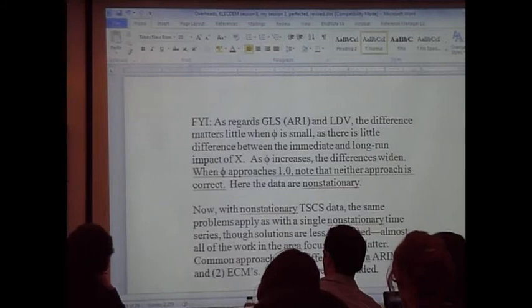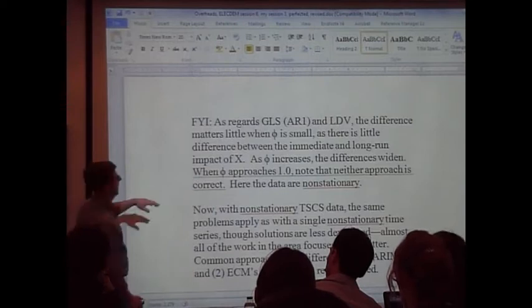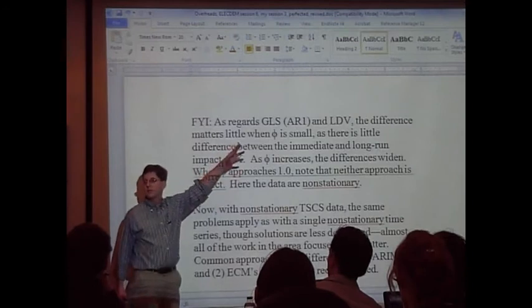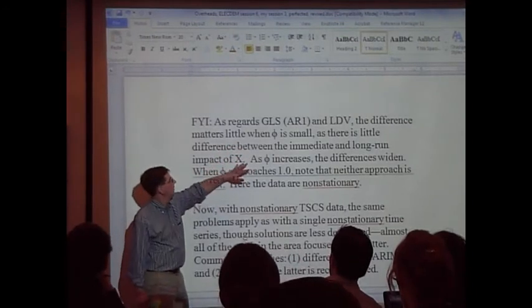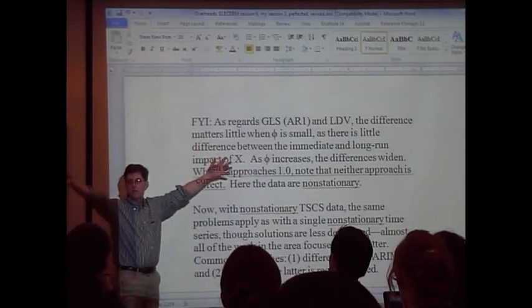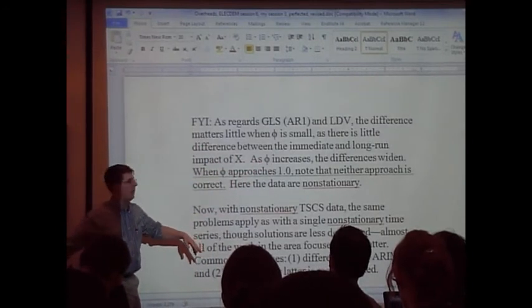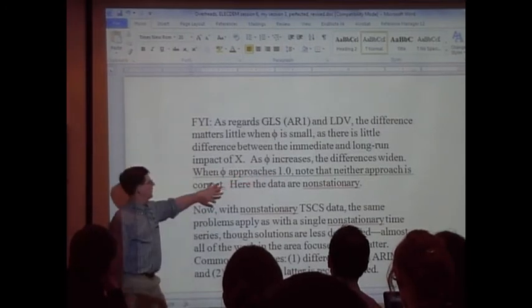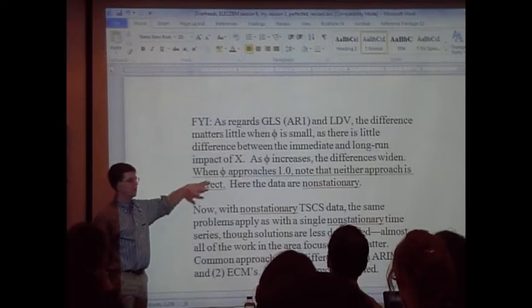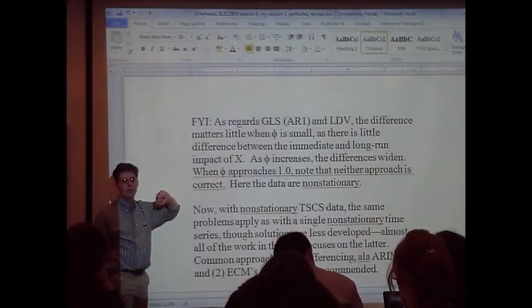Not much difference. If that's 0.9 though, b over 1 minus 0.9, b over 0.1, that's 10b. So as phi shrinks, the difference between these two specifications is really small, not to worry. As phi increases, the difference widens, they get huge. When phi approaches 1, neither approach is correct, because you have a unit root and now you have non-stationary data.